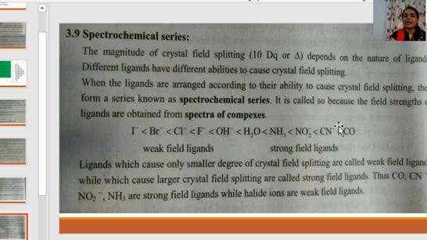These ligands are arranged according to their ability to cause splitting of d orbitals. These are the weak field ligands, this is neutral, and these are the strong field ligands. And this series is called the spectrochemical series. It is called so because the field strength of the ligands is obtained from the spectra of complexes. This order is obtained by studying the spectra of complexes.